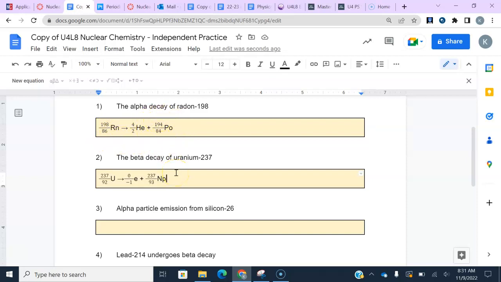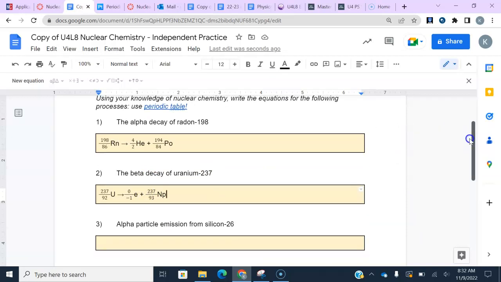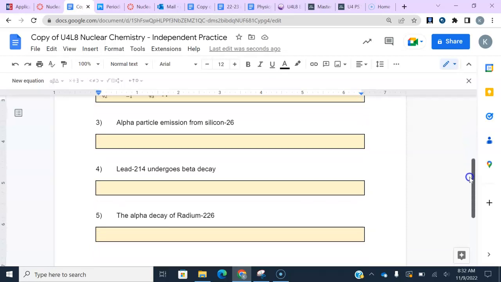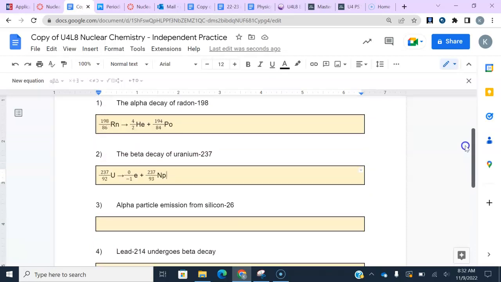For beta decay, the top number, your atomic mass, stays the same. The bottom number goes up by 1. So for beta decay, you add 1 to the bottom. For alpha decay, you subtract 4 from the top and subtract 2 from the bottom. In both of them, you use the new atomic number, the number on the bottom, to help you identify the new element. Go ahead and do your 3 practice problems, and if you have questions, let me know.